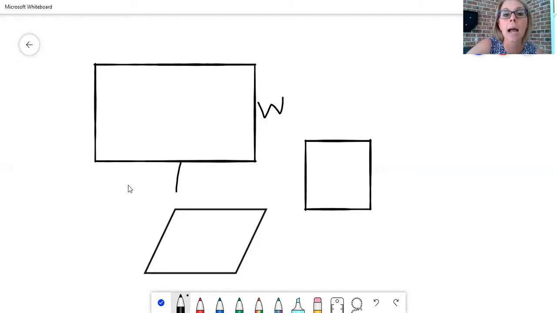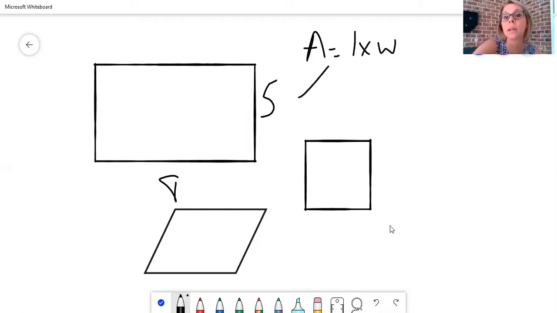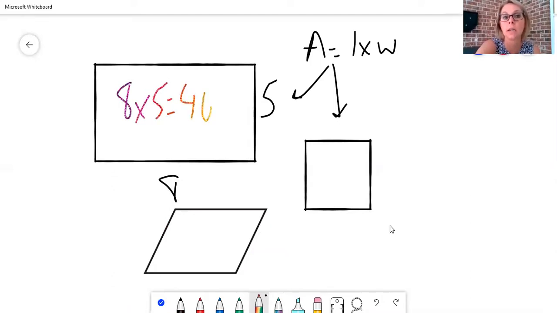So I have here for my first example, it is going to be 8 for my length, 5 for my width. So again, area is length times width. And you will use that for the rectangle and the square, okay? You'll use that for the rectangle and square. So let's look at the rectangle. I have 8 times 5. What's 8 times 5? It is 40, okay?